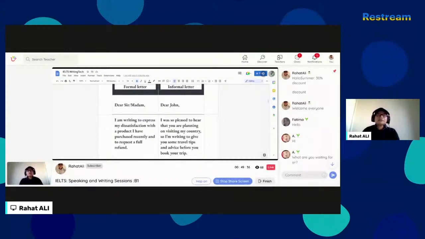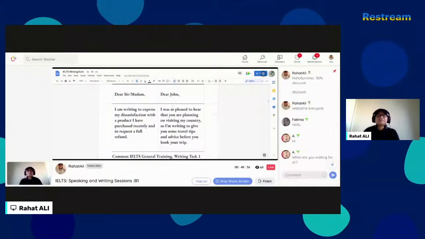In a formal letter, we always address a person with Sir or Madam if you don't know the person's name, and when you're not sure about the person's gender, whether it's a Mr. or Mrs. But in an informal letter, we always salute the person with the first name, like Dear John. That is very important for you to understand, how you can address a person with the title or the name.